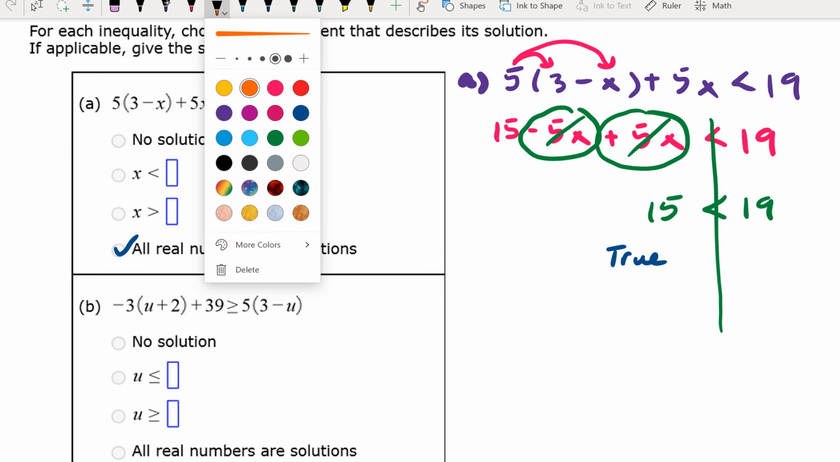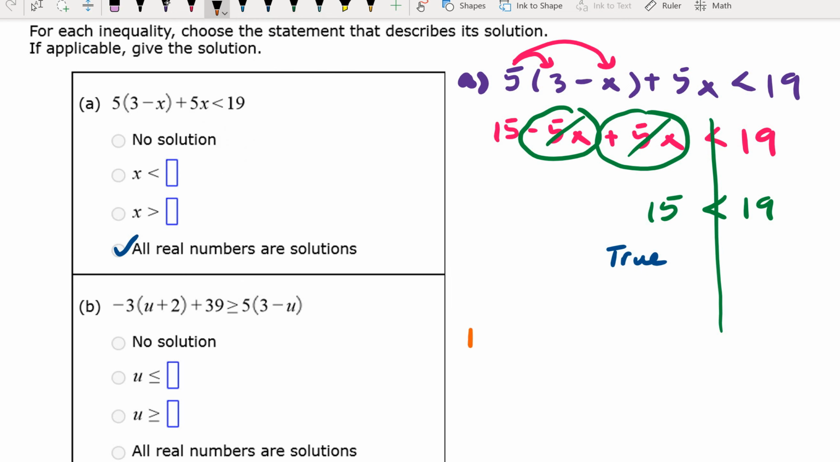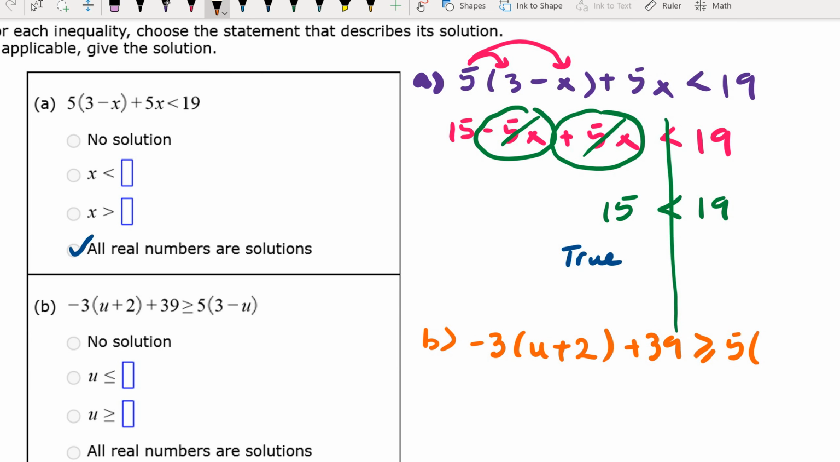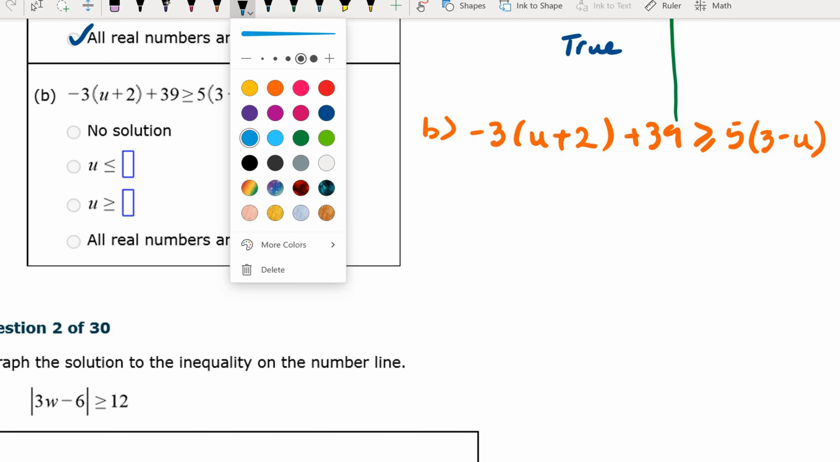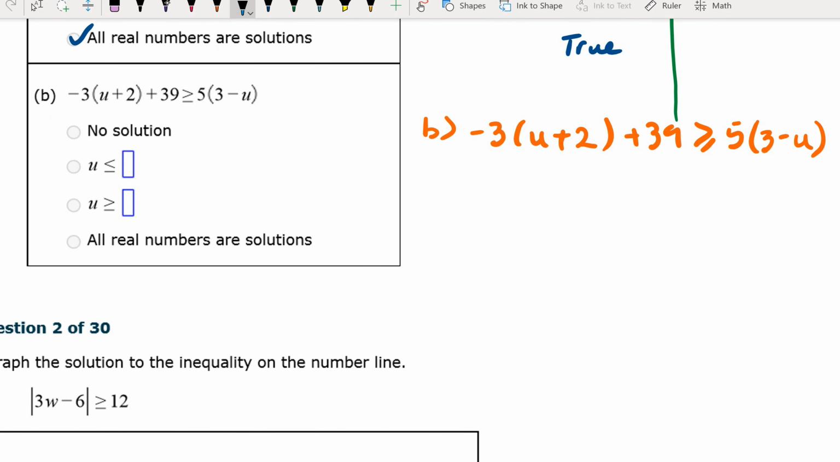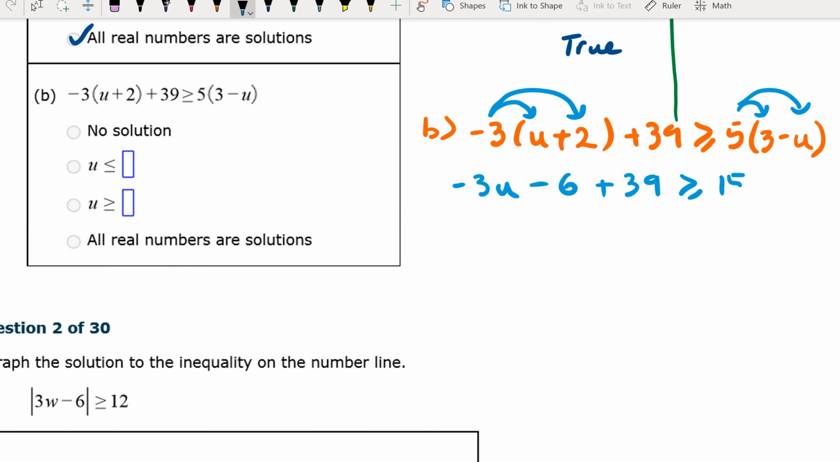Alright, we're going to look at problem B. Negative 3 times (u plus 2) plus 39 greater than or equal to 5 times (3 minus u). Now take a second, pause the video. Can you try this one by yourself? And then play the video to check your answer. Okay, so what we're going to do is distribute negative 3 into parentheses. That will give you negative 3u minus 6 plus 39 greater than or equal to, distribute 5, that will give you 15 minus 5u.